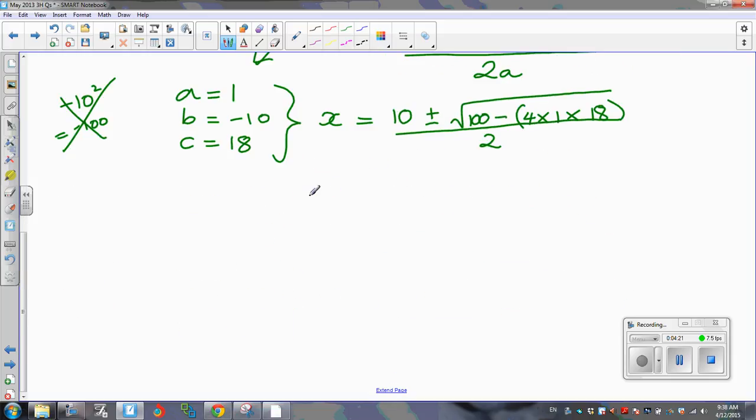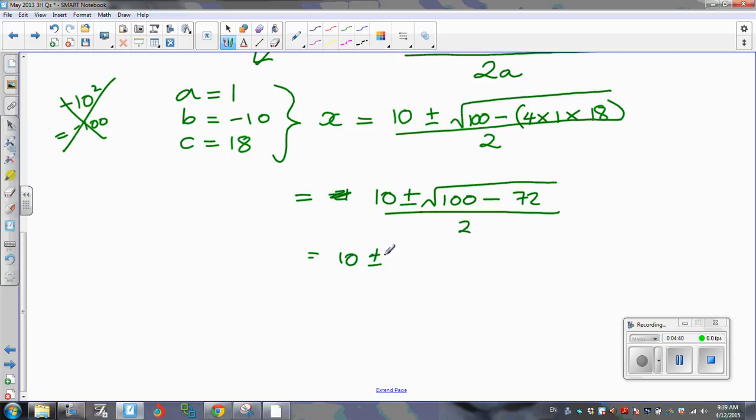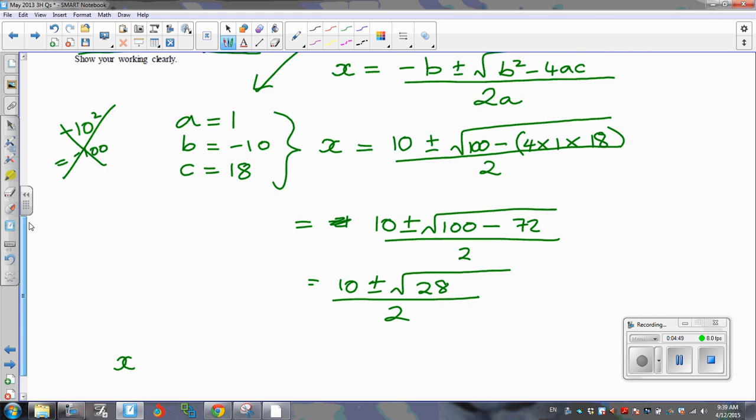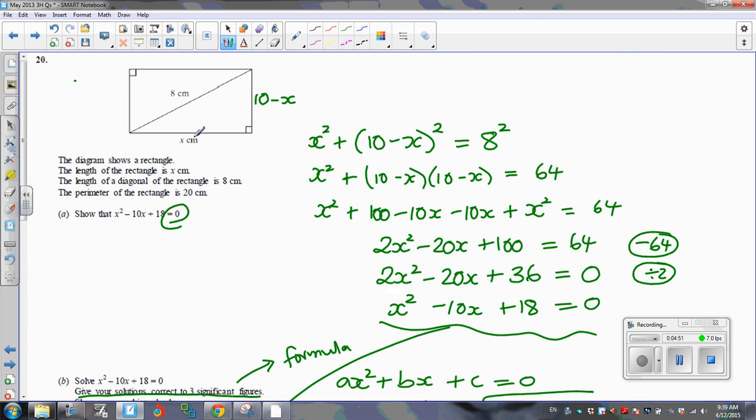So that's going to be 10 plus or minus the square root of 100, take away, and if we do 4 times 18, that comes out as 72. And again, dividing by 2. So it comes out as 10 plus or minus the square root of 28 divided by 2. So there are two possible answers here. I can see, though, if we look at the question, x has to be positive. You can't have a negative length.